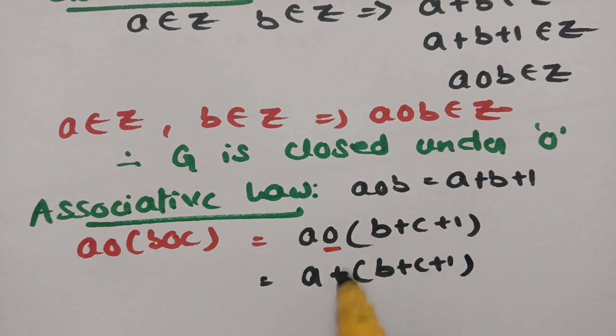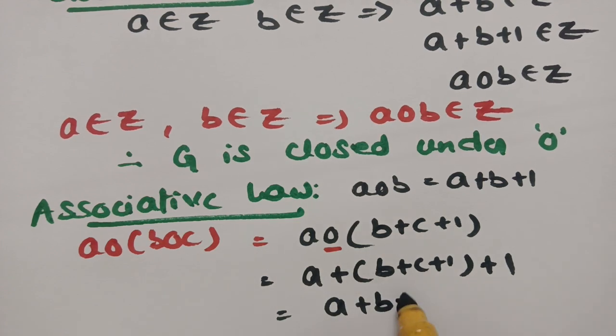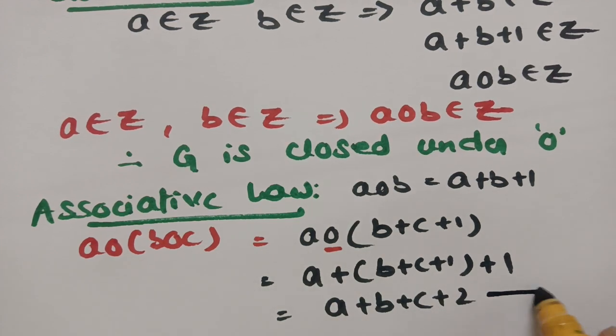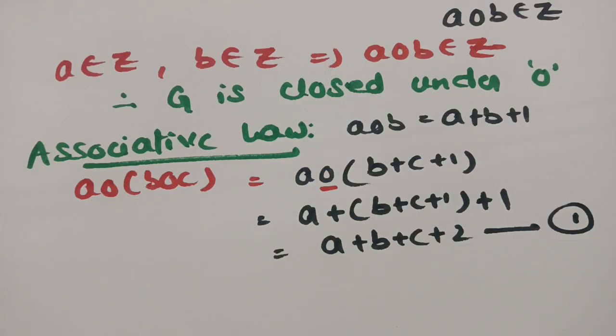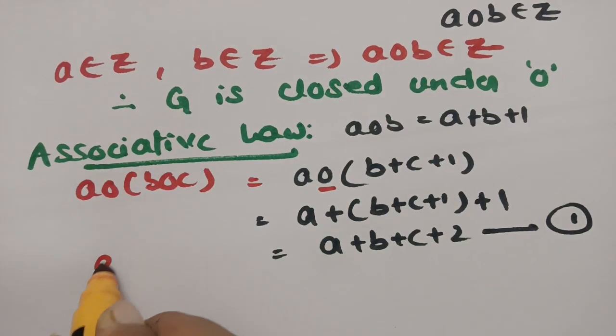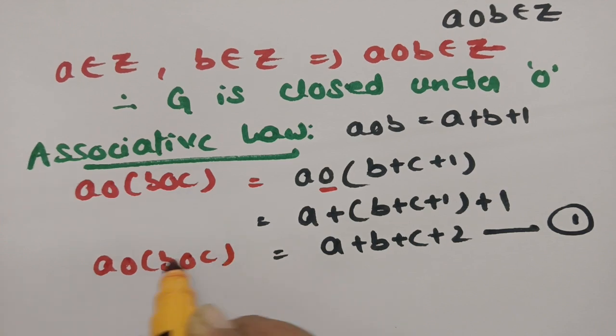If you consider this whole as one part, this is a + (b + c + 1) + 1, which is nothing but a + b + c + 2. So this is nothing but a ∘ (b ∘ c).